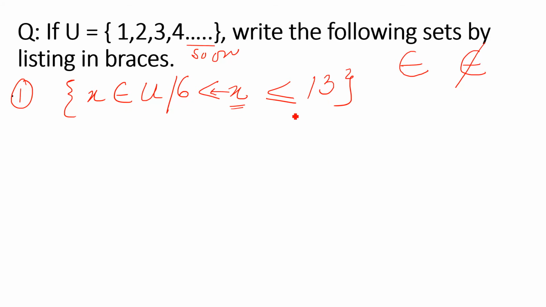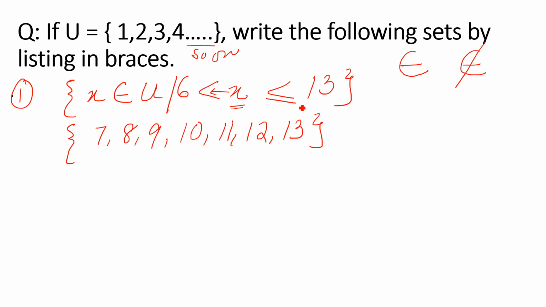This is the set builder notation we have to write down in the listing in braces. These are called braces, the curly brackets. We have to write down the integers from this universal set which are greater than 6. So greater than 6 starts from 7, 8, 9, and it says less than or equal to 13, so 10, 11, 12 and 13 as well. If it were only less than 13, I would finish at 12, but it says less than or equal to 13. So 7, 8, 9, 10, 11, 12, 13. This is the listing in braces, and that was the set builder notation.